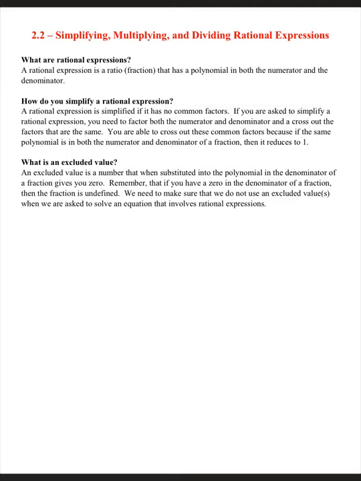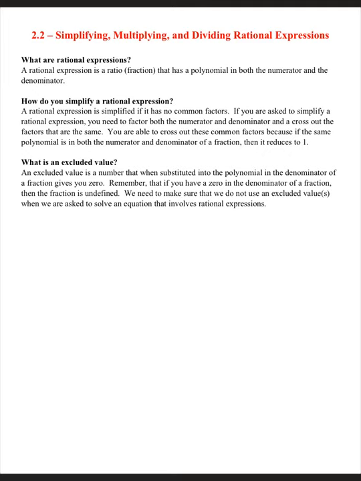Today we're going to work on simplifying, multiplying, and dividing rational expressions. What are rational expressions? A rational expression is a ratio or fraction that has a polynomial in both the numerator and the denominator. How do you simplify a rational expression?